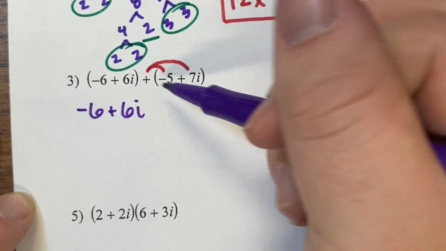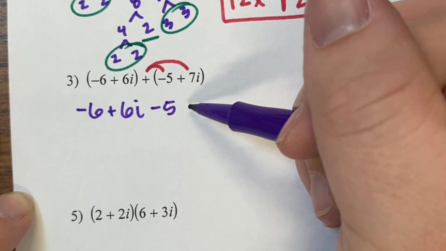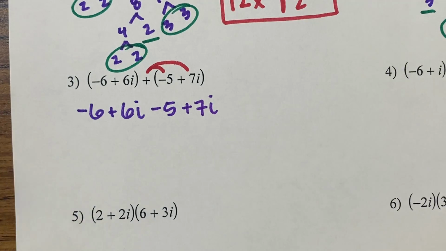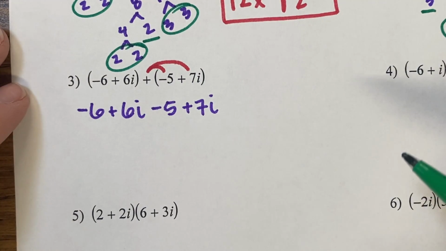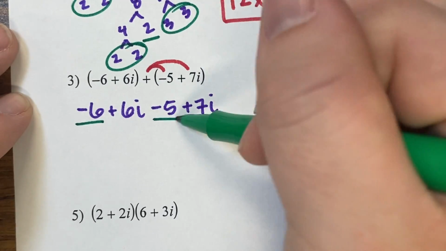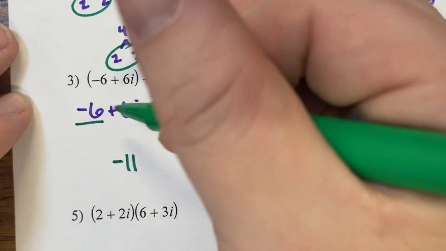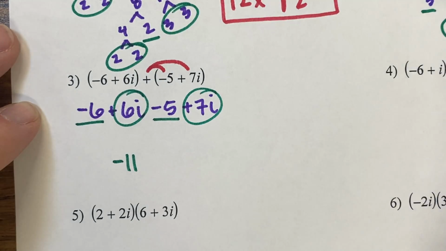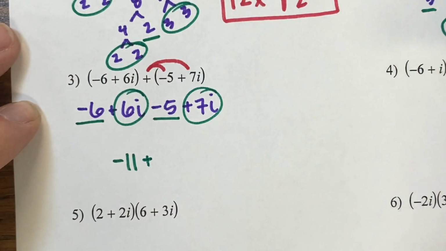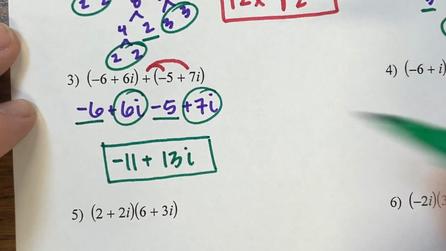-6 plus 6i. Well, this was a -5, it stays a -5. It was a positive 7i, it stays a positive 7i. Now I can just combine like terms. I have my constants, which usually go in front. So I have negative 6 minus 5 more, it's going to give me negative 11. And then I have 6i plus 7i, which is going to give me positive 6 plus 7. I'm double checking. Yep, 13i. And there we go.